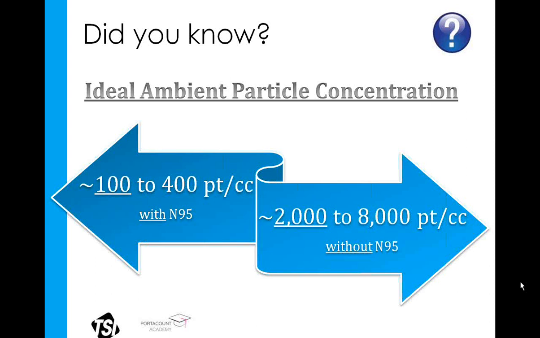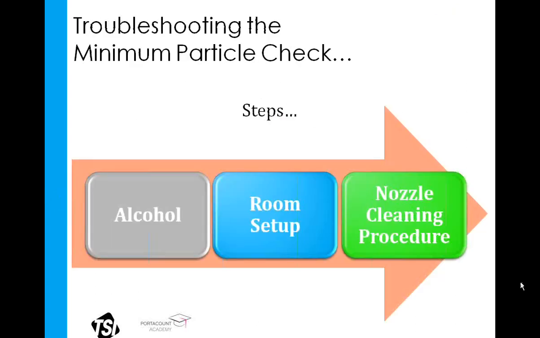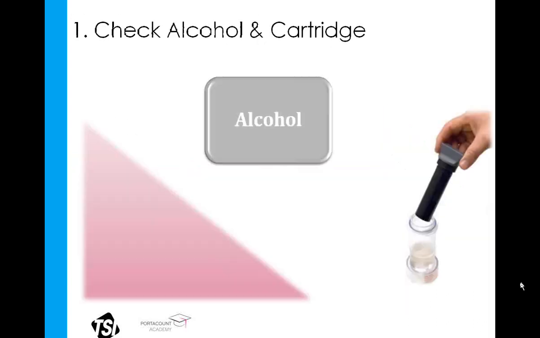At this point, we're going to focus on the lower values. We want to be mindful of our minimum particle check and just visually confirm that the value is greater than 100 or 2000. If we're failing our minimum particle check, these are the steps I recommend you follow, and again, the order that I recommend you follow them in. We're going to discuss each of these steps individually.